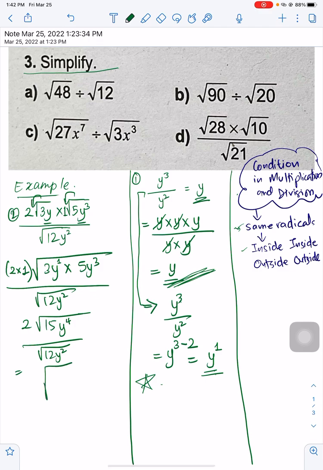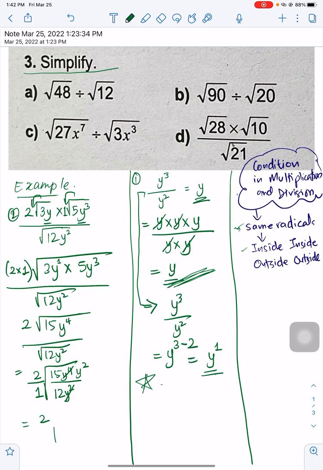Inside means you share one root. Inside the root there is 15y raised to 4. For the denominator, you have inside the root 12y raised to 2. Now outside, you have 2 in the numerator, and if there's nothing, there is 1, right? So you have 2 here. Now if I simplify this one, like what you did in the previous question, there are 2 y's in the denominator and 4, so 4 minus 2 is 2, so what is left is y square in the numerator.